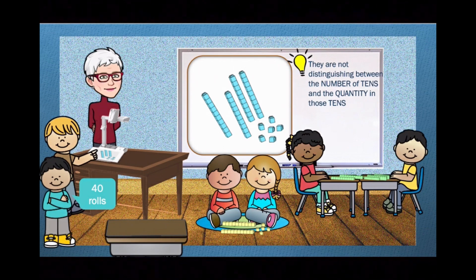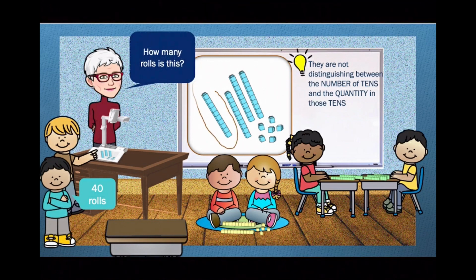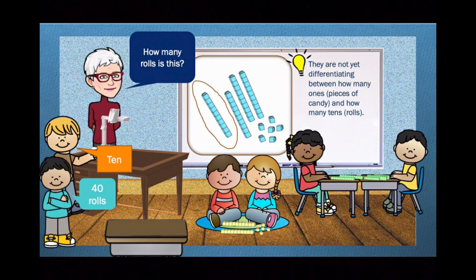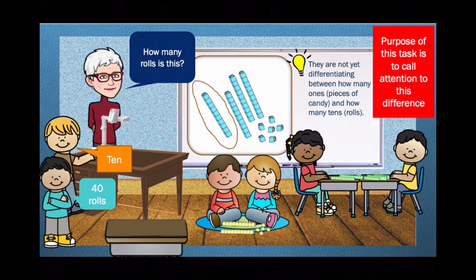An intervention at this point, either by the teacher or another student, might be to point to one roll and say, "How many rolls is this?" Now, Joe and Sam might reply 10. These boys are answering the question, how many is this, in terms of how many candies, that is, how many ones. They are not yet differentiating between how many ones, pieces of candy, and how many tens, rolls. And that is precisely the purpose of this task, to call attention to this difference.